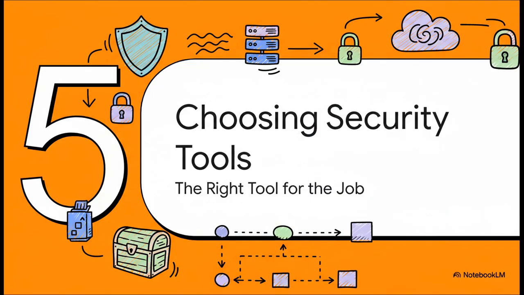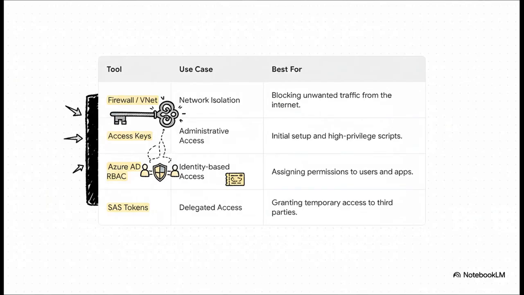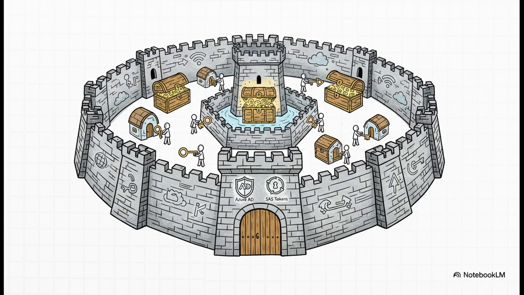Okay, we have covered a lot of ground. So let's take a second, recap all these tools, and put them together in one place so you know exactly which one to grab and when. Think of this as your security toolkit cheat sheet. Each tool has a very specific and vital job in our layered security model. The firewall is your outer wall. The access keys are your master keys. Use them sparingly. Azure AD/RBAC is for your trusted users and apps, and SAS tokens are those temporary passes for all your visitors.